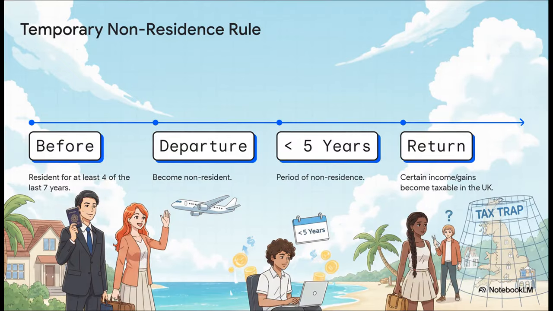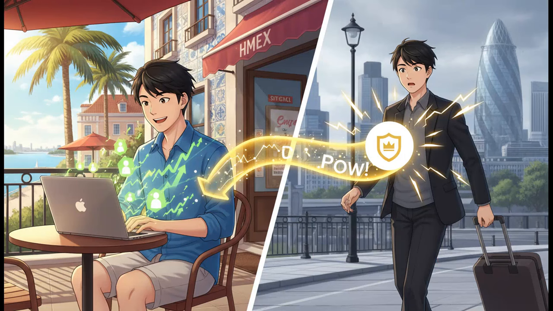This whole thing is known as the temporary non-residence rule. It kicks in if you were a UK resident for at least 4 out of the 7 tax years before you left, and your time away lasts for 5 years or less. As you can see from this timeline, if Alex comes back within that 5-year window, he falls right into this trap. So what's the big deal?